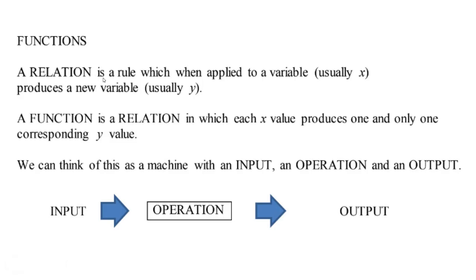A relation is a rule which, when applied to a variable, produces a new variable. It's actually any set of ordered pairs is a relation. But a function is a special relation where you put one thing in for x, and it goes through an operation, and one thing comes out for y.